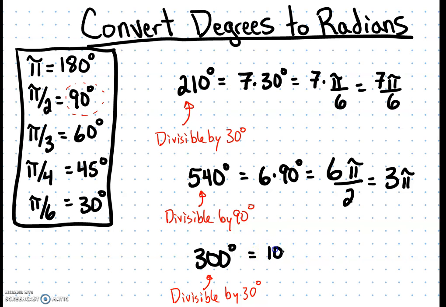300 degrees is the same as 10 times 30 degrees. Converting the 30 degrees to radians is pi over 6 radians. 10 pi over 6. We can simplify that to 5 pi over 3, and we can and we should.